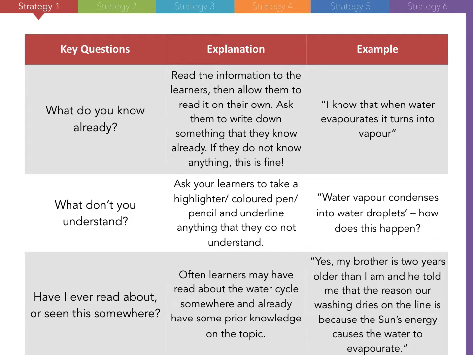And that is how the first strategy works. Identifying what you know, looking through the text, and identifying any information that you've possibly come across before or learnt about before to help you understand the rest of the text.